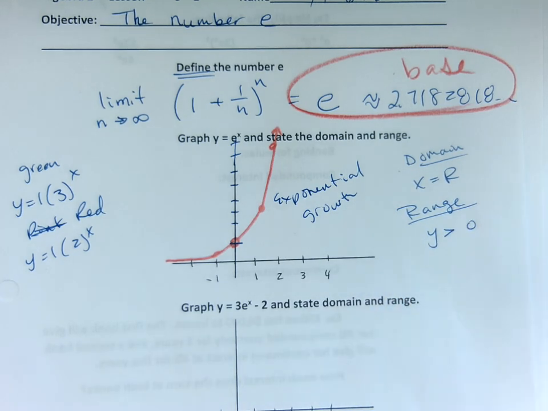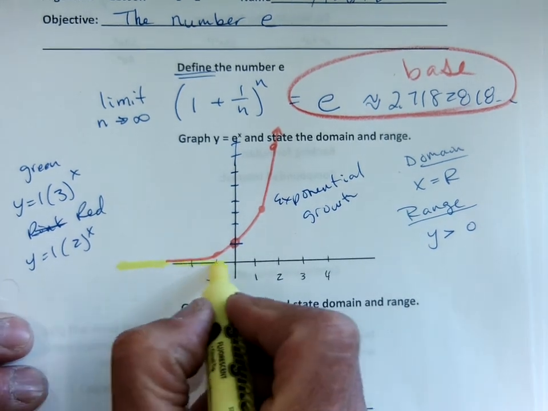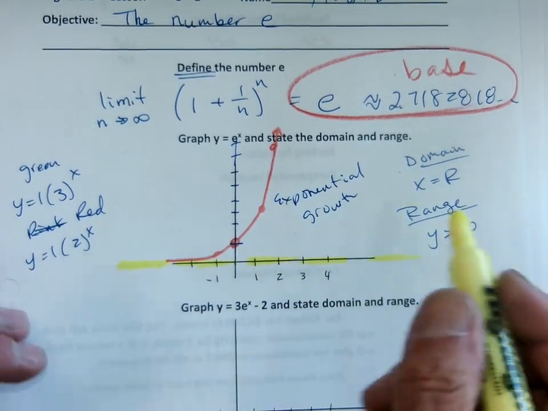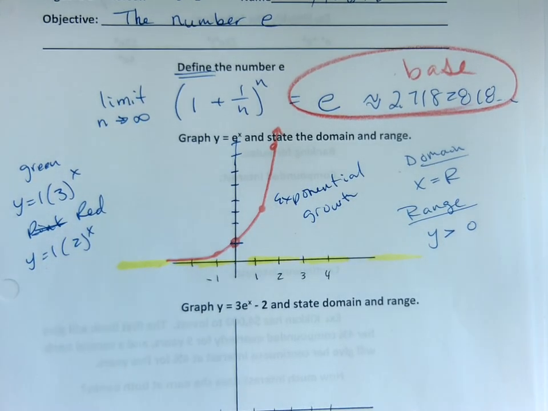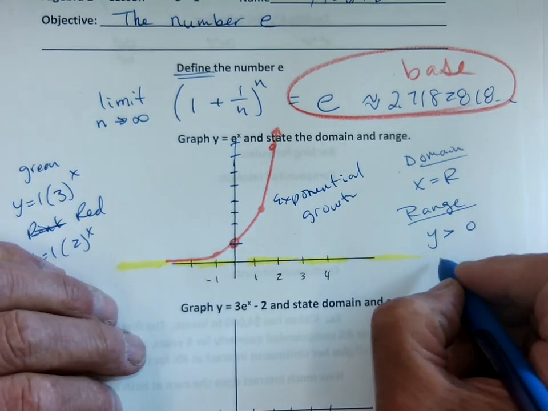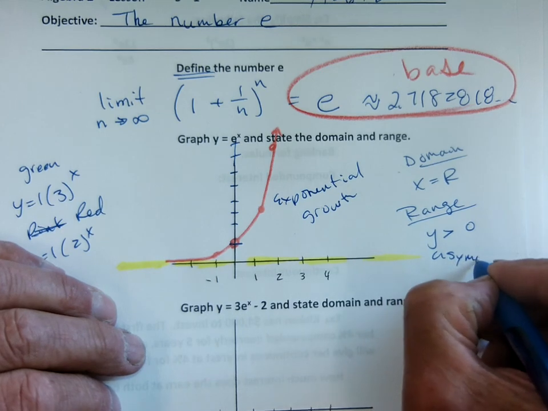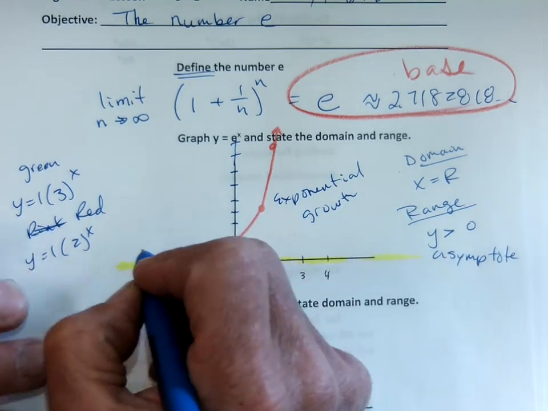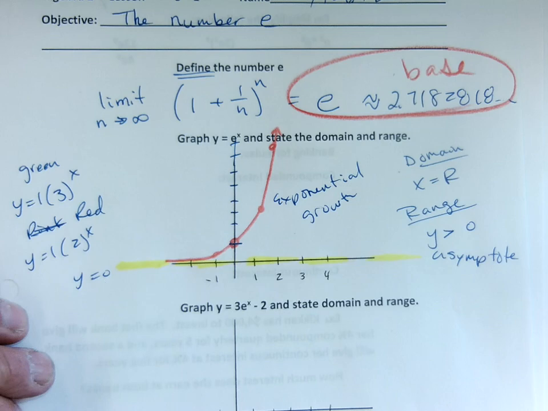So we're going to put a horizontal asymptote. You guys remember doing this before? Remember the horizontal asymptote? We did this before, so I'm going to put in a horizontal asymptote right there. That's my asymptote at y equals 0. Okay? How am I doing?